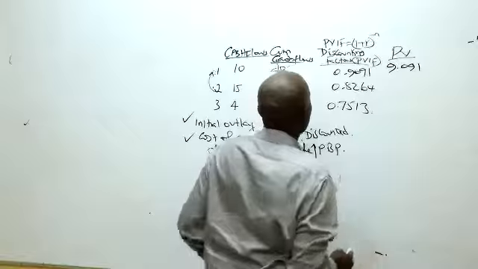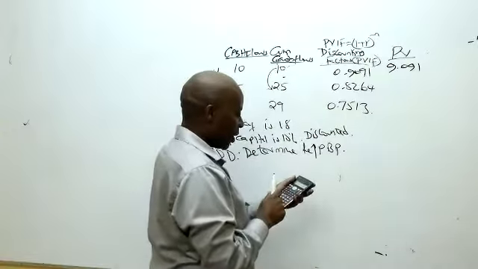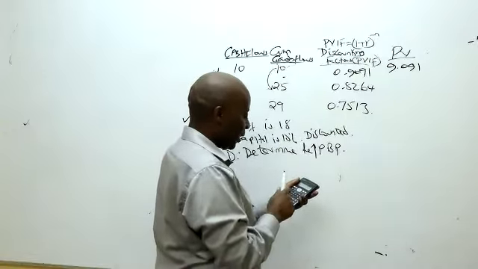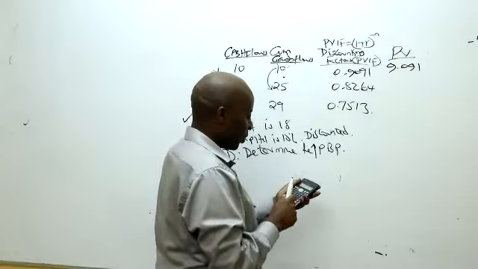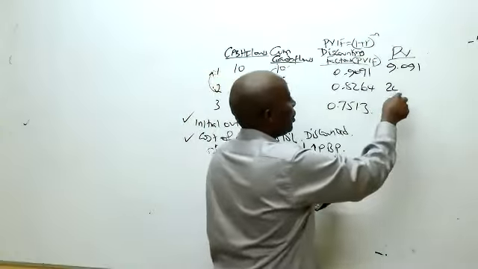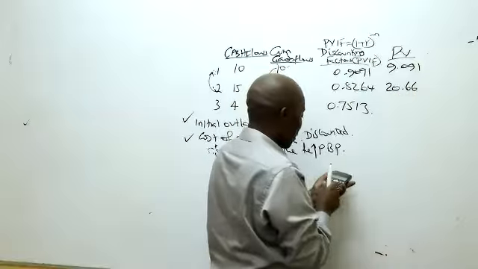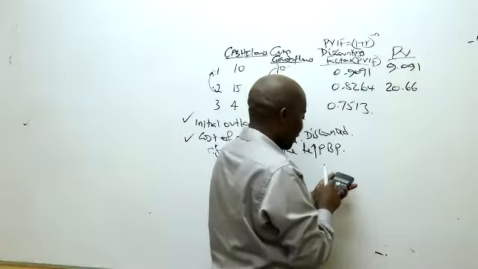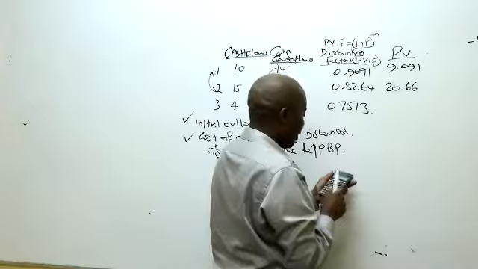So please come and multiply, like now this and this will give me 9.091. And then we have 25 and that. So we have here 25 times 0.8264, giving me 20.66. And then lastly, we have 29 times 0.7513, giving me 21.79.